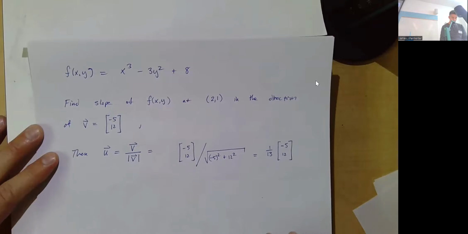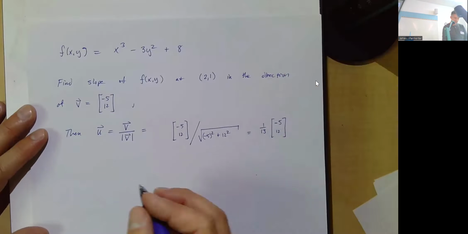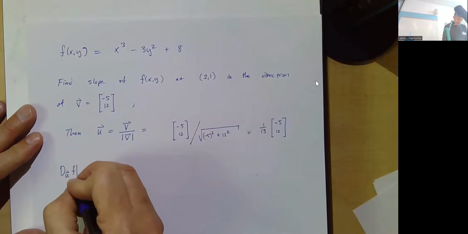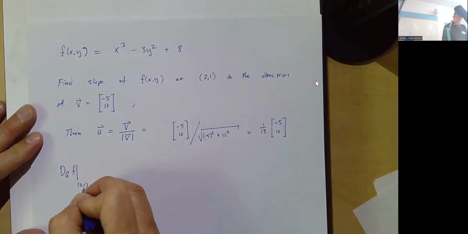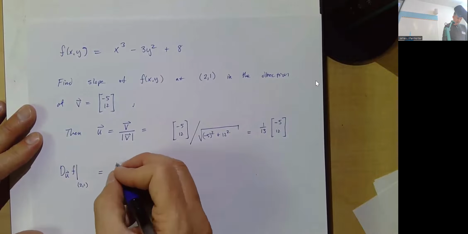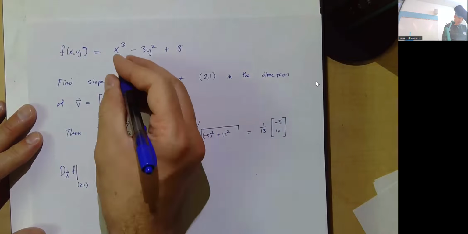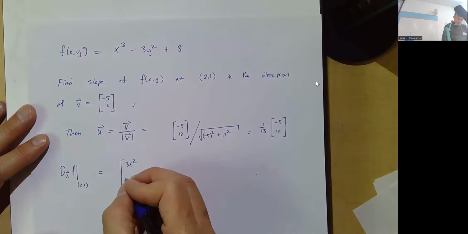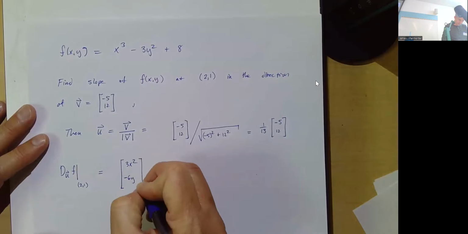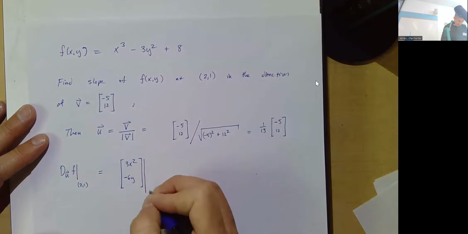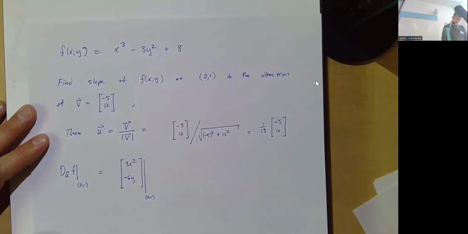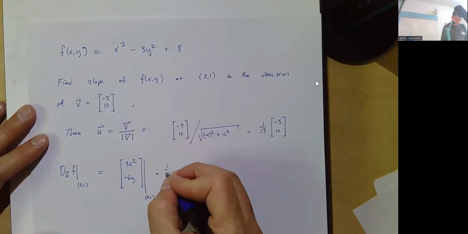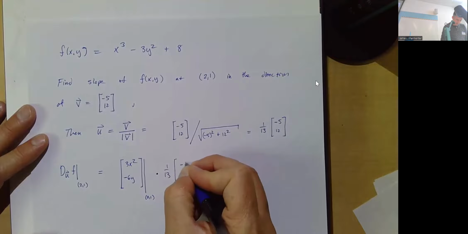So now let's do the calculation. Our directional derivative at 2, 1 is going to be, well, the gradient. So my gradient is going to be 3x squared in the first coordinate and -6y in the second coordinate. I'm going to evaluate that gradient at 2, 1. And I'm going to dot that with the unit vector I just found, 1/13 times -5, 12.